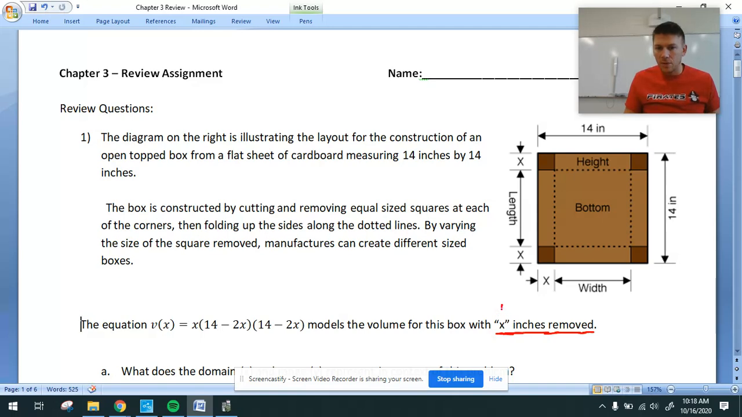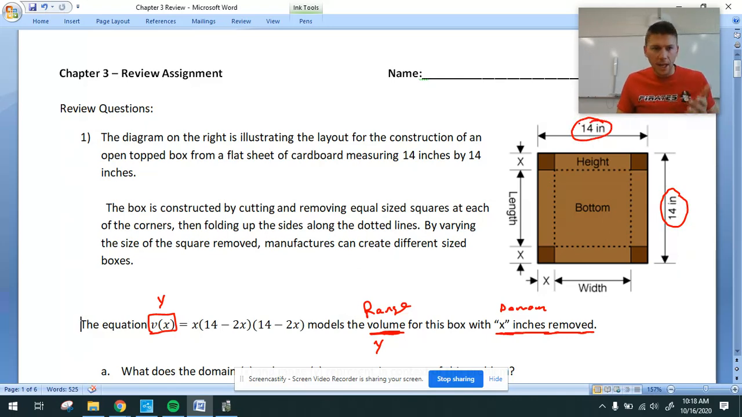So for x's, we have to think about domain. The y value is V of x. V of x is the y coordinate, and V of x models the volume. So what does that mean? As the volume is y's, that is our range. And if we look at this problem, the initial length and width are 14. The height is only created once you fold up the object. So the height is created once you take off a certain amount and then fold that up. So whatever is removed is actually also the height.